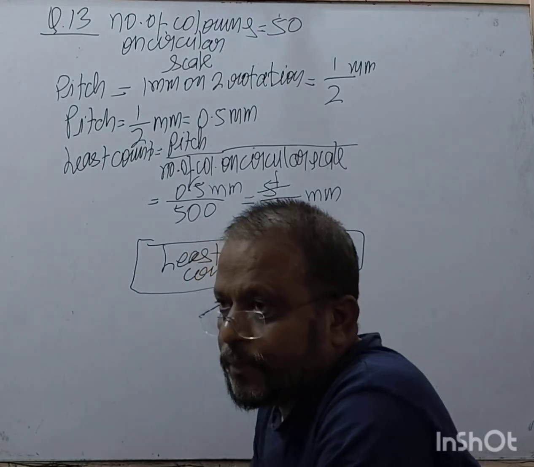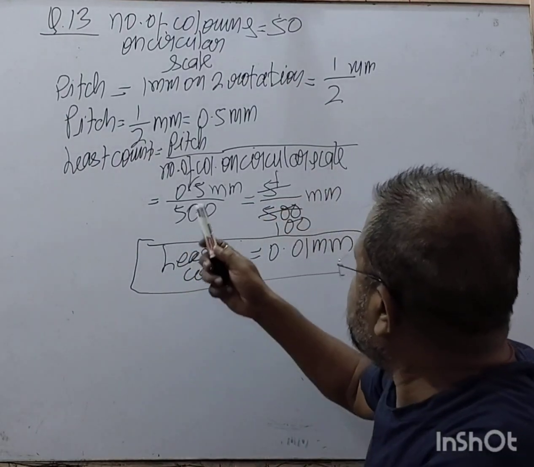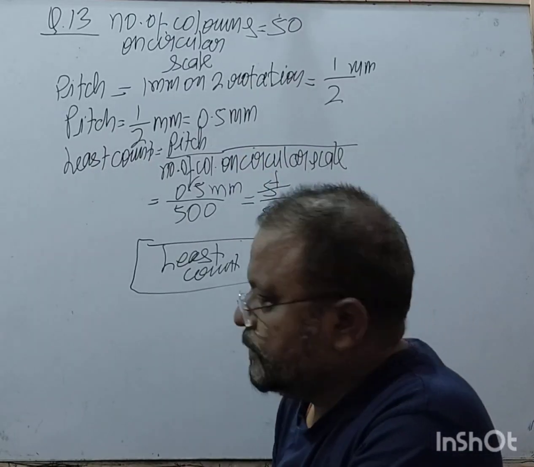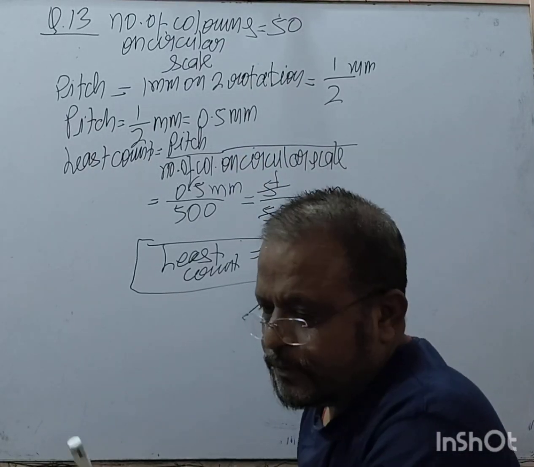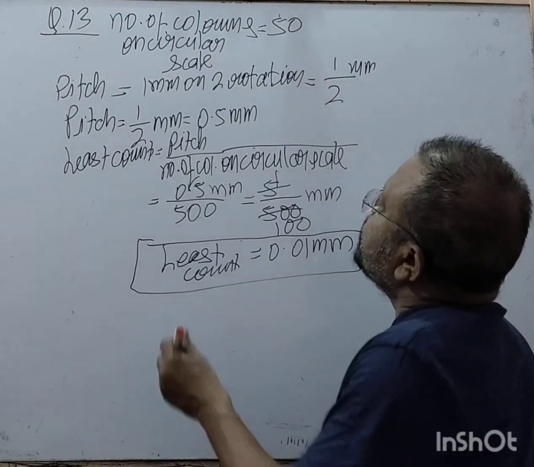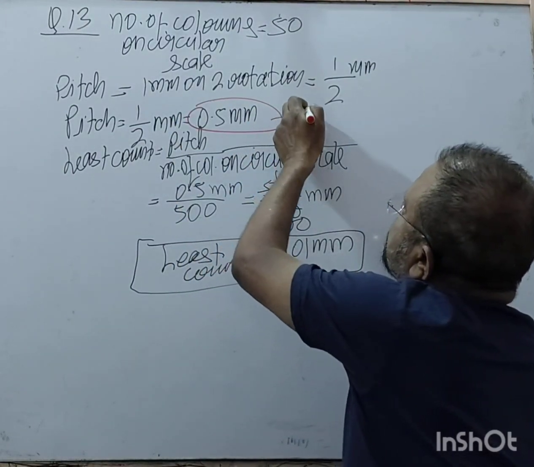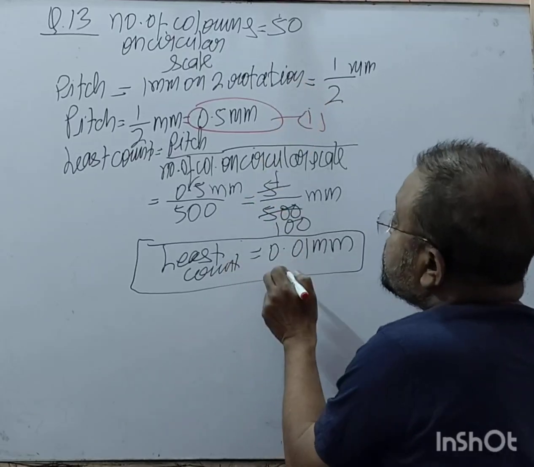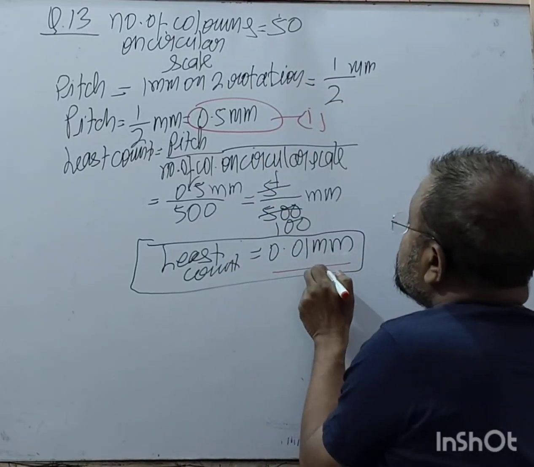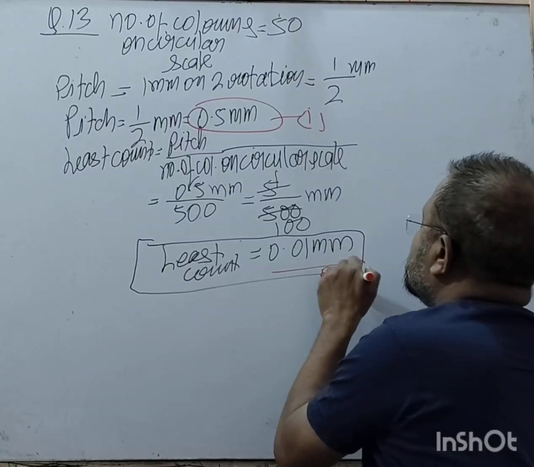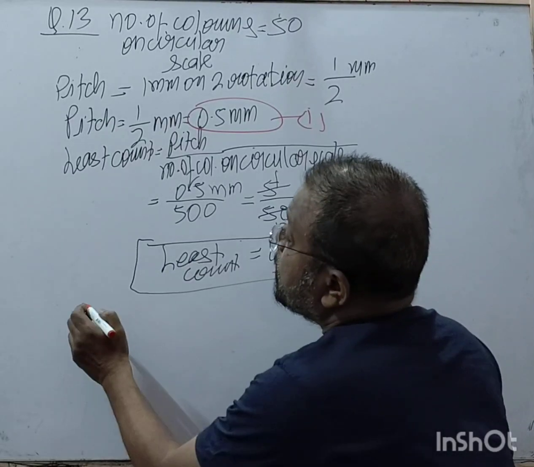So what do we have to find? First, the pitch, which is 0.5 millimeter. Second, the least count, 0.01 millimeter. This is your answer number 1, and this is your answer number 2. Then what do you have to find? The zero error of the screw gauge.